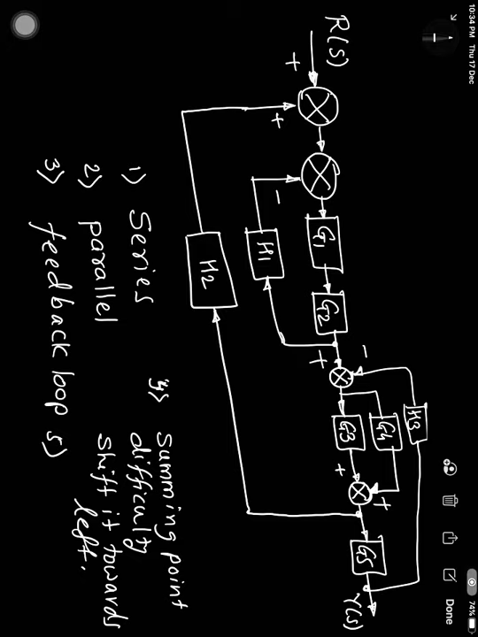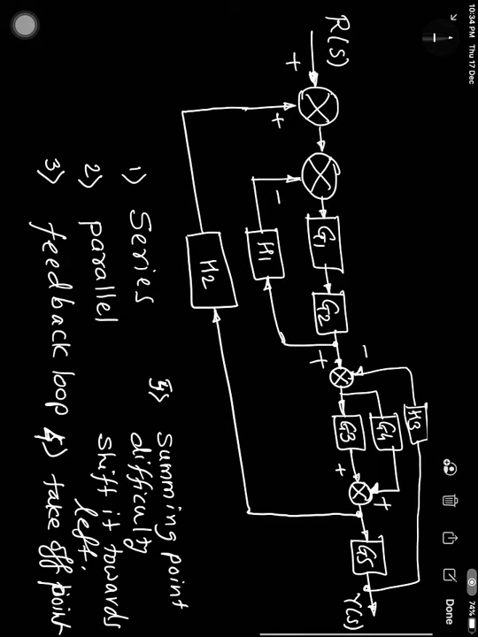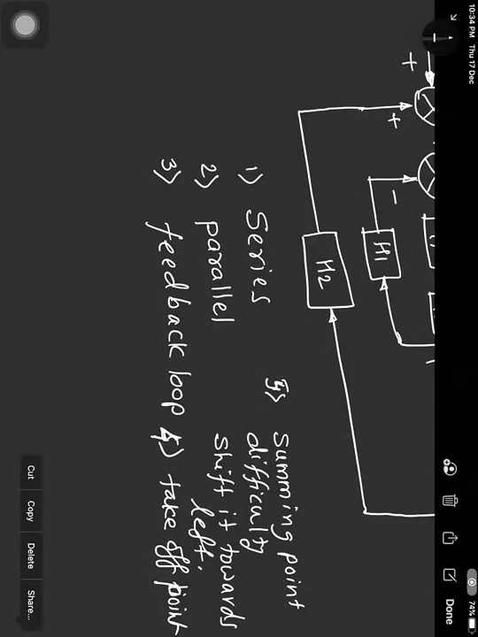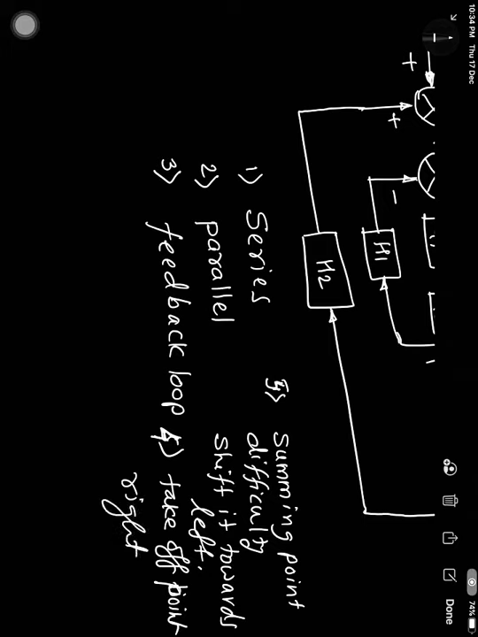Actually, this is the fifth point and this is the fourth point. Fourth point, you're supposed to cross check the takeoff point, right? If there is difficulty in the takeoff point, then shift it towards what? Shift it towards right. Then one more important thing, repeat the above steps till you get the simplified form.